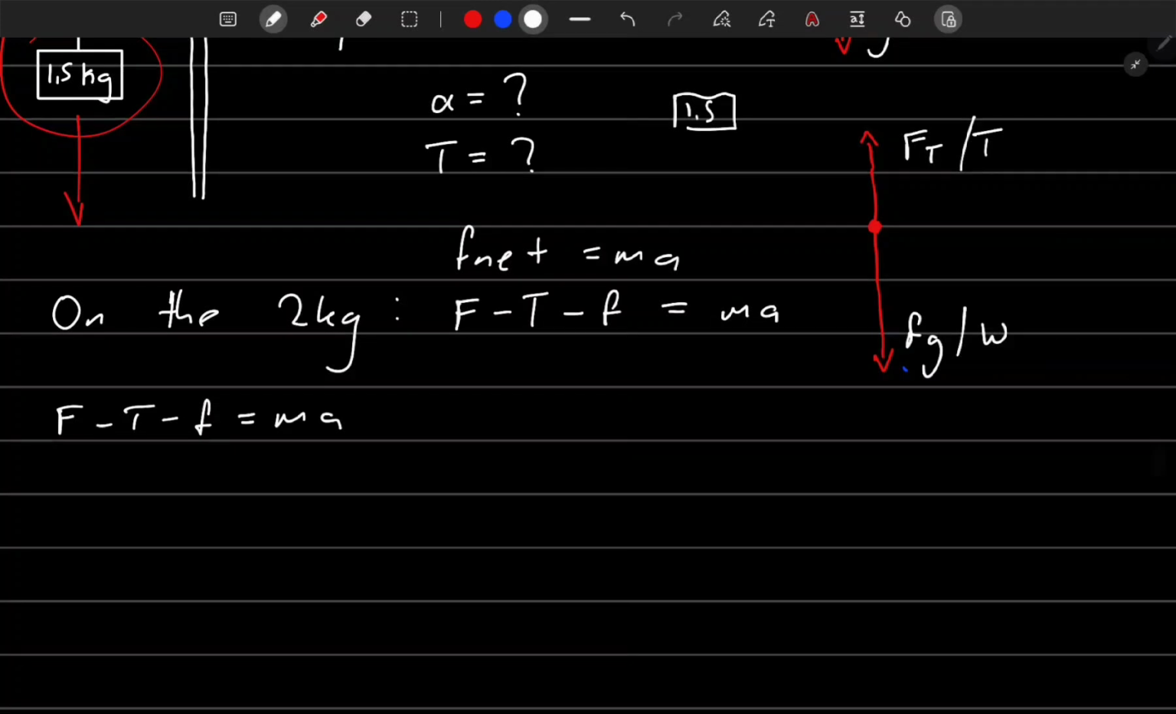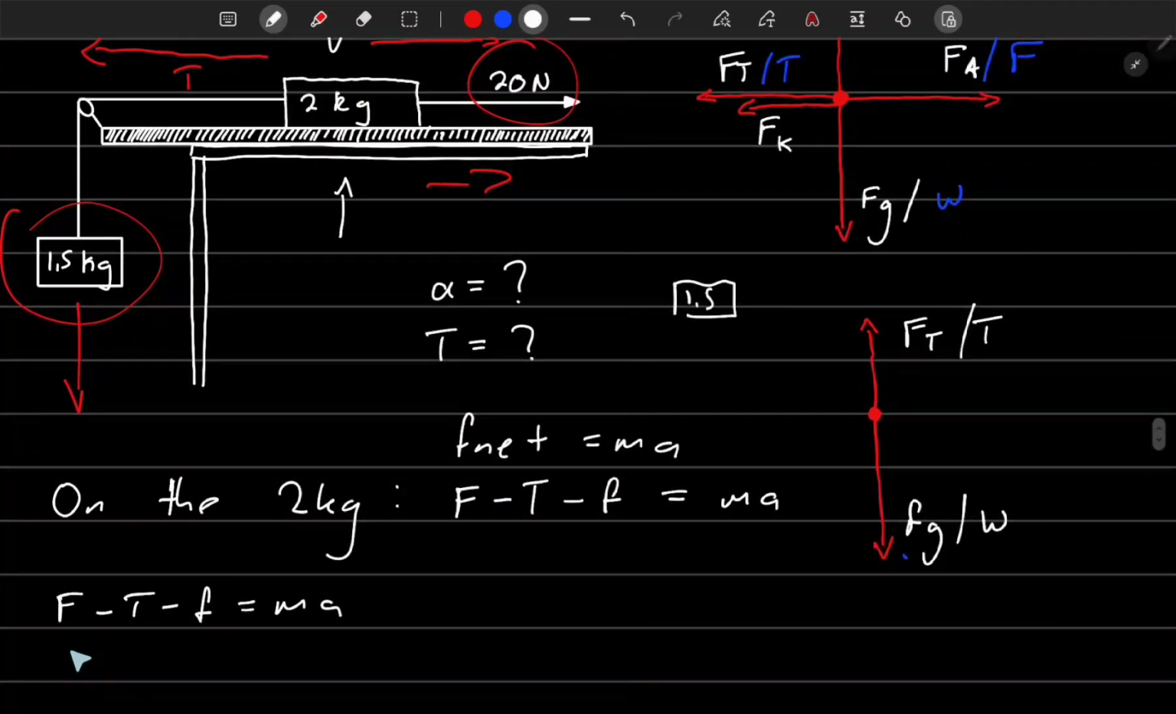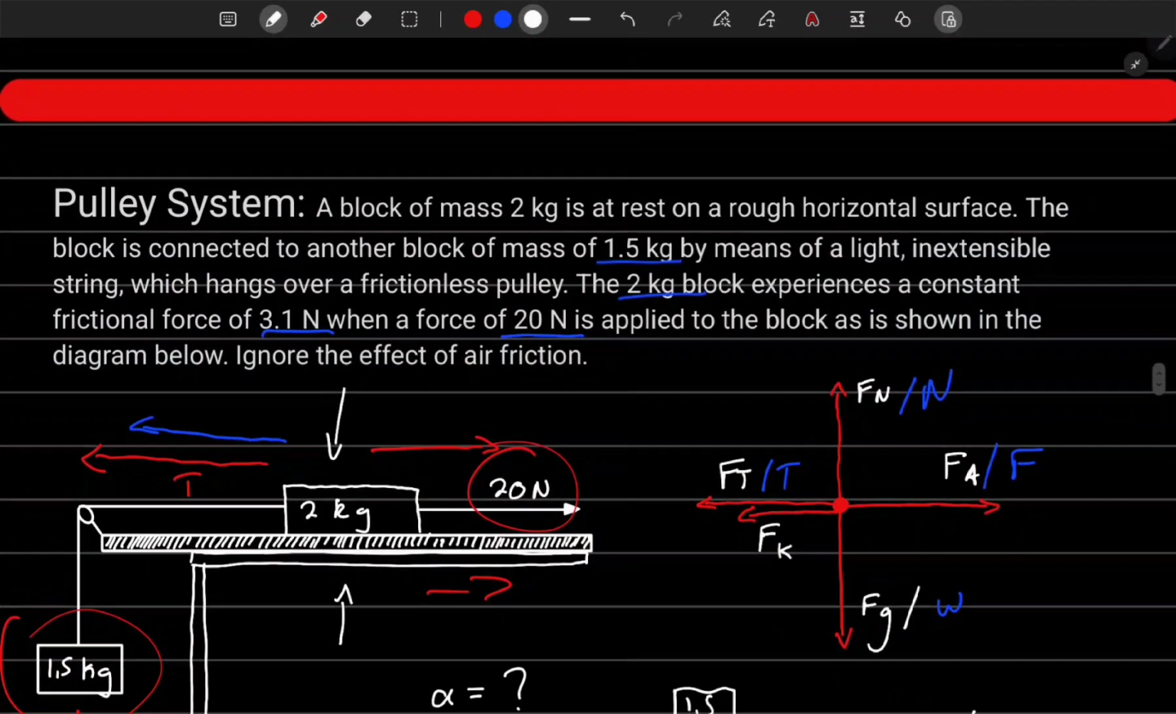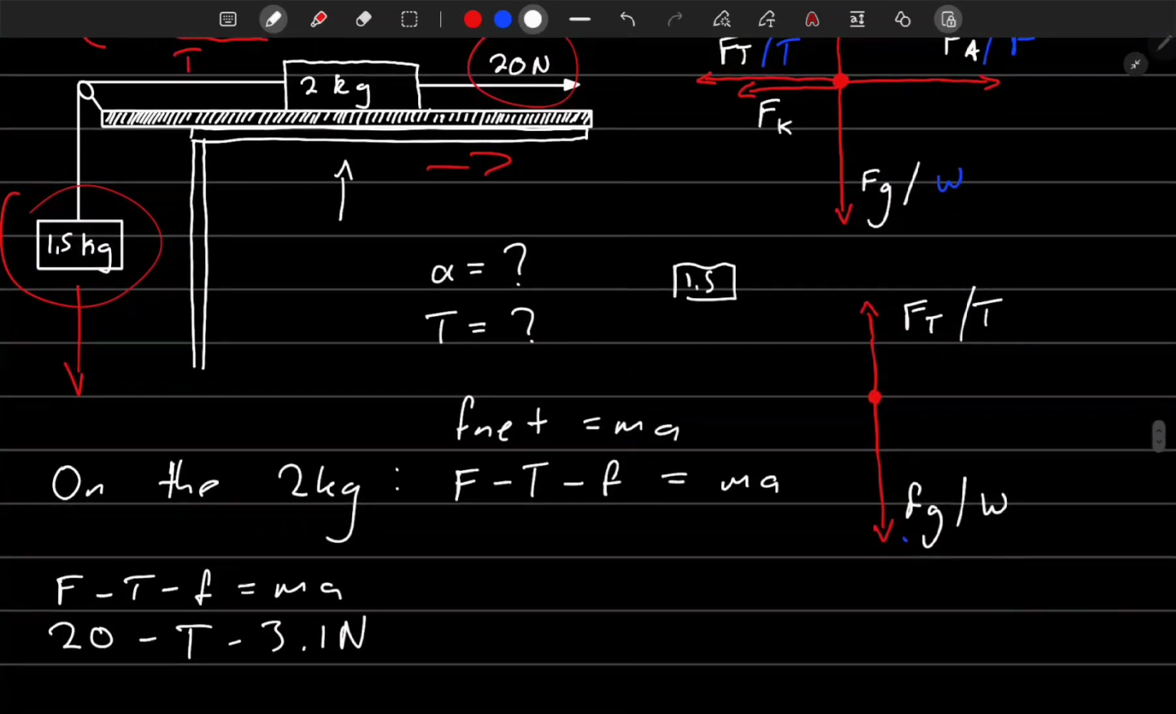Right? So let's substitute. The force acting on this object is 20 newtons. So we say 20 minus, what is the tension force acting on this object? We don't know, we're not given tension, so we just write minus T, minus the force of kinetic friction, which is given to be 3.1 newtons. We don't need to write the N. This is equal to the mass, which is 2 kg, times acceleration. We don't know what the acceleration is, so we just write 2a.